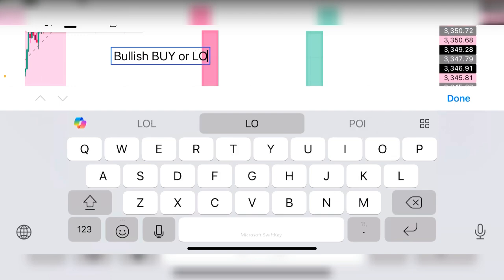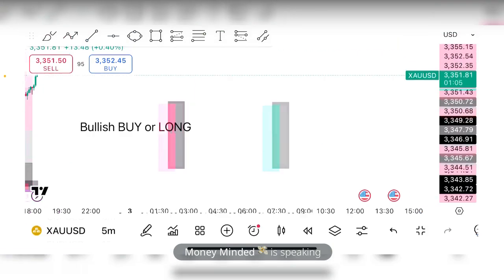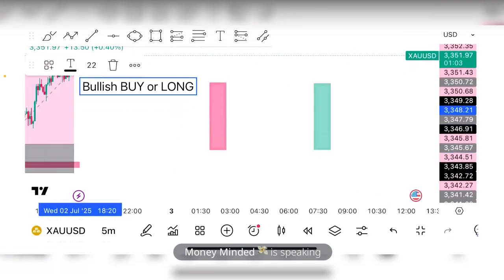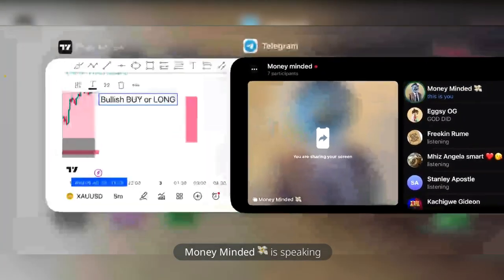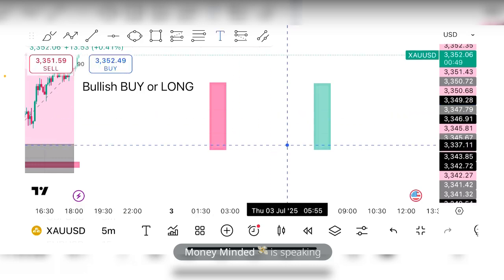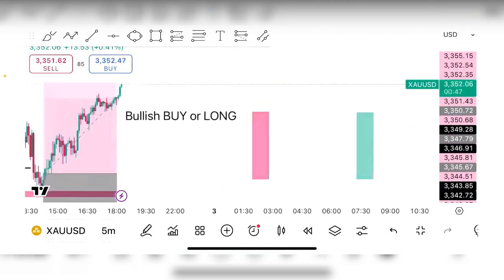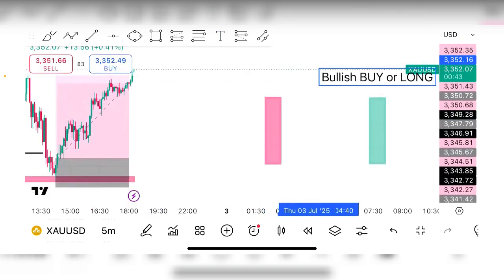On crypto, we call it long. On forex, we call it buy. That is what the bullish market represents. Buy on forex, on crypto we call it long. So whenever you hear long, they are telling you to buy. Wait, let me not confuse you guys. This is for the bullish, which is the green.